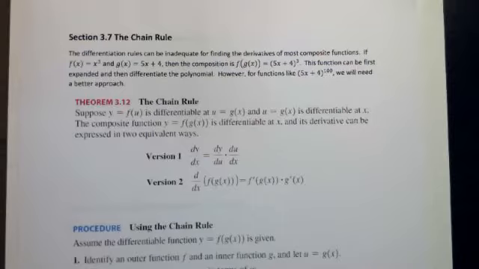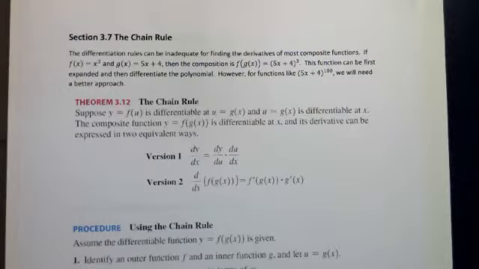All right, in this video, we're going to talk about section 3.7, dealing with the chain rule. And in this section, we'll be calculating derivatives using both versions of the chain rule. Now, many of the differentiation rules that we already talked about in previous sections can be inadequate for finding derivatives of most composite functions. So in this section, when we're using the chain rule, we're going to be taking the derivative of composite functions.